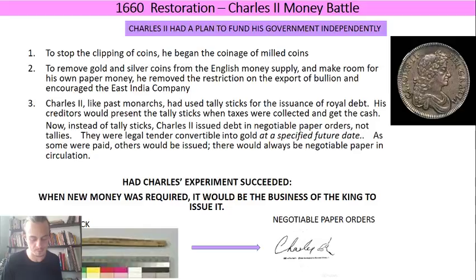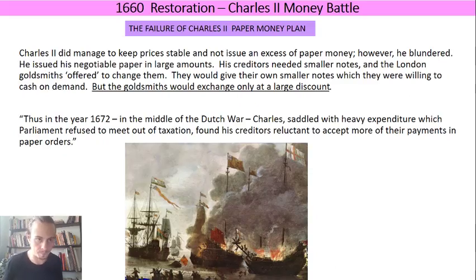Had it succeeded, it would have had far-ranging effects. Had it come to be recognized that when new money was required, it was the business of the king to issue it, Hollis noted, it would have changed world history. But Hollis contends that the goldsmith bankers blocked this new monetary experiment.